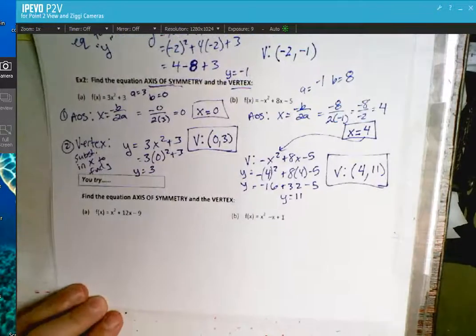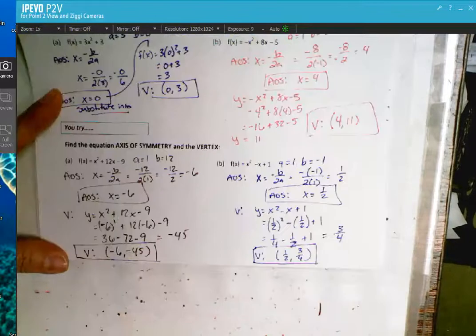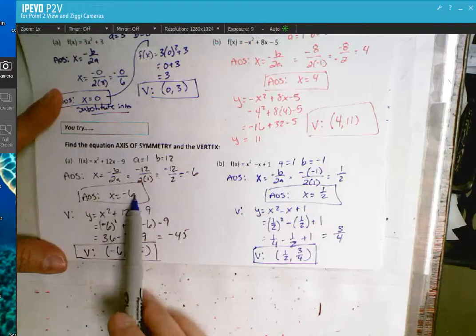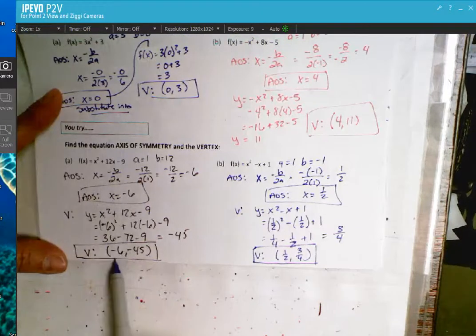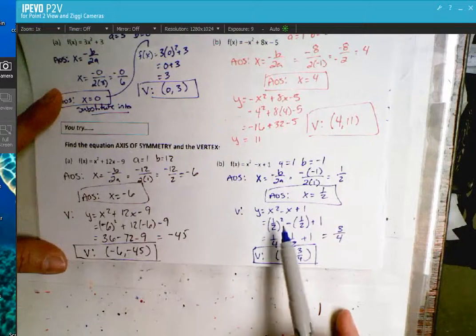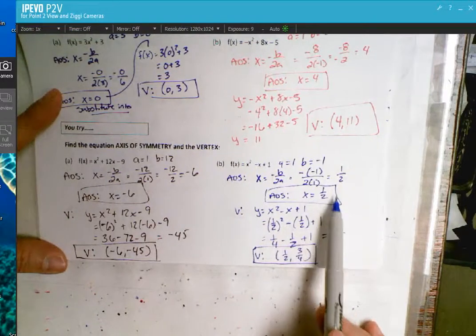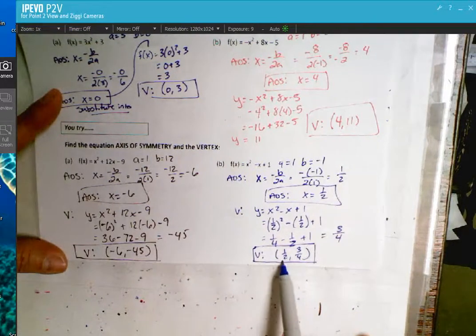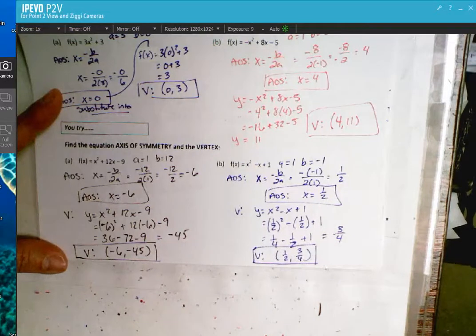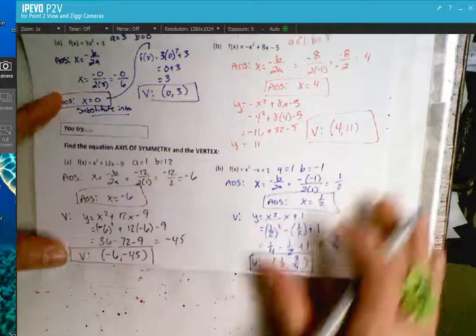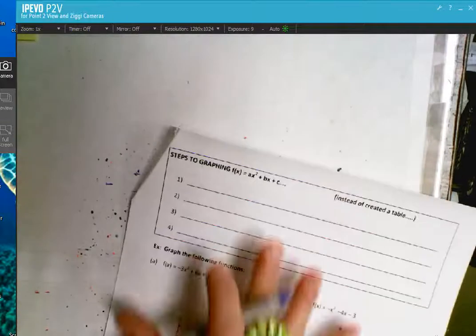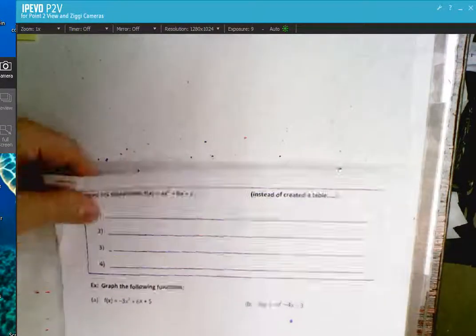Okay, pause the video, try those next couple, come back and check your answers. You should get your axis of symmetry at x equals negative 6 and your vertex at negative 6, negative 45. Your axis of symmetry at x equals 1/2 and your vertex at 1/2, 3/4. If you didn't get those, make sure you go back and try and rework them and then come in with questions tomorrow.